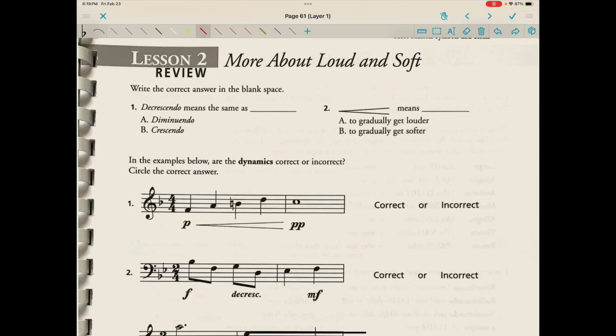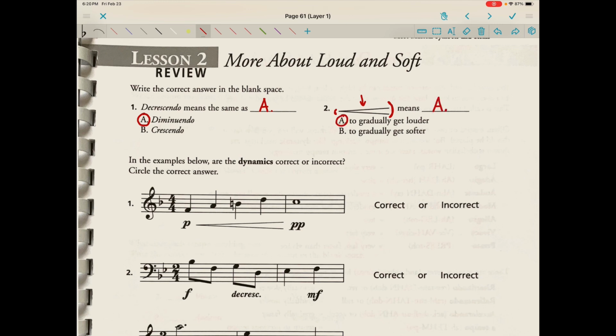Write the correct answer in the blank space. Decrescendo means the same as, well, we just learned that on the last page, A, diminuendo. Crescendo, of course, means gradually getting louder. Number 2, this symbol here means, we can see we're starting from a softer dynamic and getting to a louder dynamic, so it means A, to gradually get louder. We call that a crescendo.